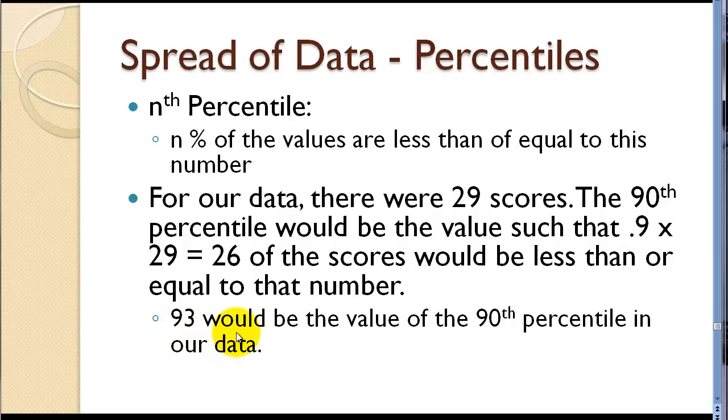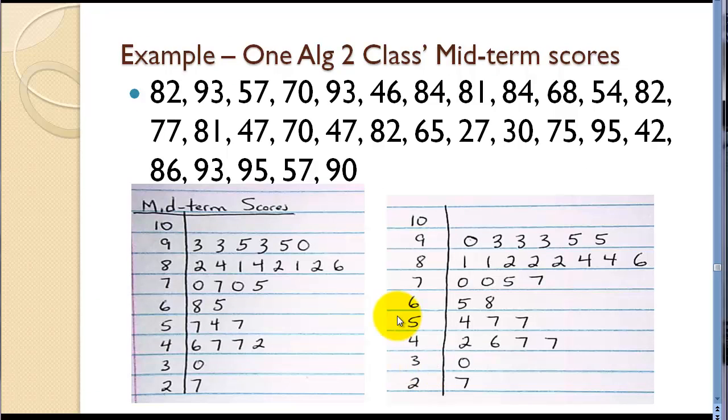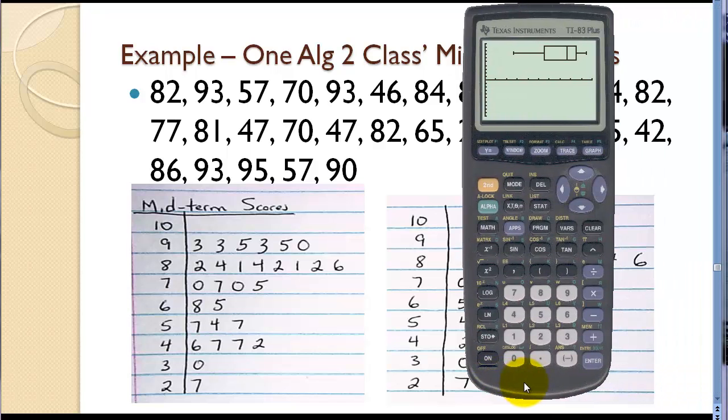Again, you have to use your ordered list of numbers. So if we go back to our stem and leaf plot, we're looking for 26 numbers to be equal to or lower. So 1, 2, 3, 4, 5, 6, 7, 8, 9, 10, 11, 12, 13, 14, 15, 16, 17, 18, 19, 20, 21, 22, 23, 24, 25, 26. So this represents a 93. That's the 90th percentile, meaning 90% of the scores were equal to or less than that score. So if you were the one that got 93, you did equal to or better than 90% of the people in the class.